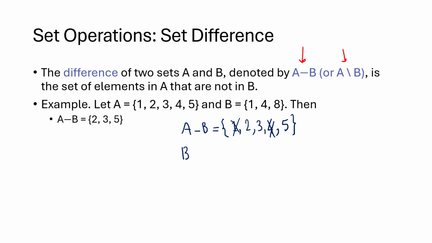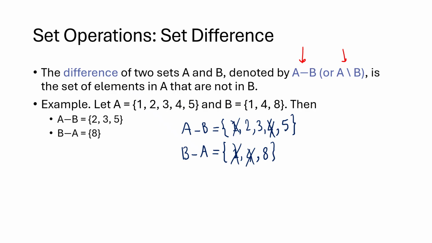On the other hand, we can also do B minus A. So following the same logic, first we write down all the elements of the set on the left, which is B now. So write down all of them, 1, 4, and 8. Then go through the list one by one. If any of them belongs to the second set, which is A, remove it. So does 1 belong to A? Yes, so it's going to be removed. Does 4 belong to A? Yes, it's going to be removed. Does 8 belong to A? No, so 8 stays. And that's B minus A.